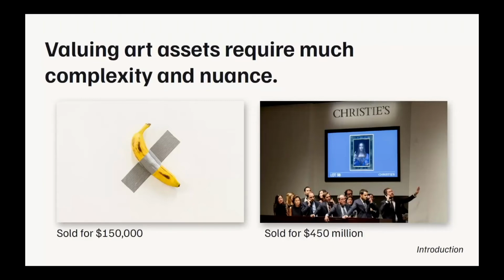But valuing art assets, which are usually sold in auctions, requires much complexity and nuance. For example, as you see in the photo on the left, it's just a banana stuck to the wall with duct tape. And in 2019, 2 of these 3 bananas were sold for $150,000. On the right is the auction for a Da Vinci painting. It was sold for a record-breaking $450 million.